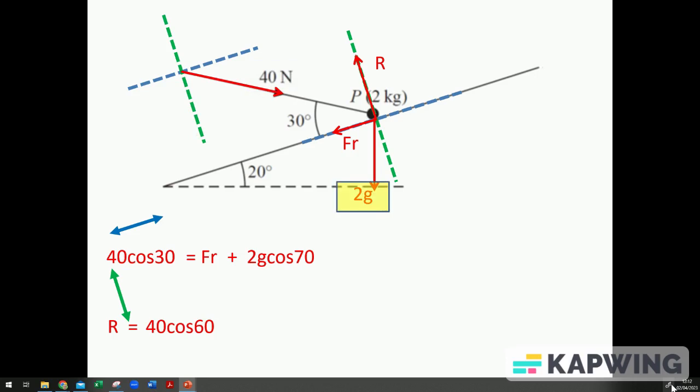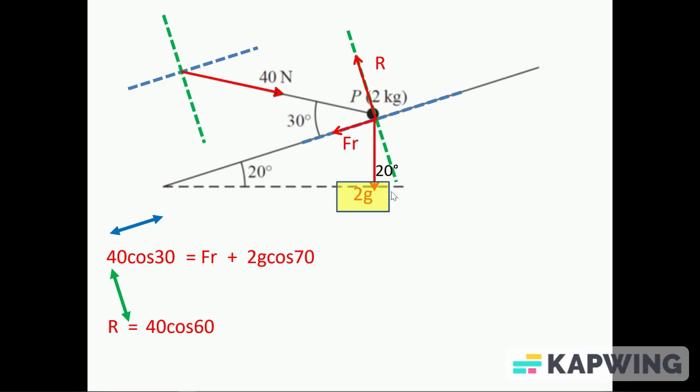And then finally, the 2g, the weight, is trying to push it into the plane. So it's got a component perpendicular to the plane. That angle's 20 degrees because the one next to it, this angle here, was 70 degrees. So that's 20. So I've got to multiply it by cos 20. So the R, which is going up to the left, is equal to the 40 cos 60, which is going down to the right, so into the plane, plus the 2g cos 20, which is also going down to the right.